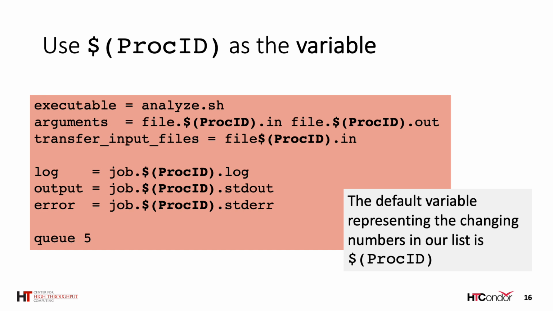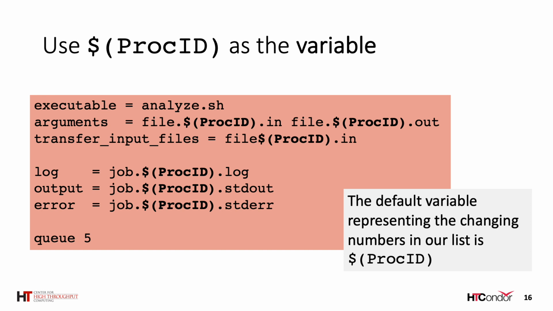And when using the QN syntax, the variable that represents those integer values is called proc ID, or short for process ID. And so here we've put it in everywhere we want to insert those integer values that will be unique to each job. And this will run 5 jobs. Each one will have a different integer value and therefore a different input, and we've achieved our goal for this example.